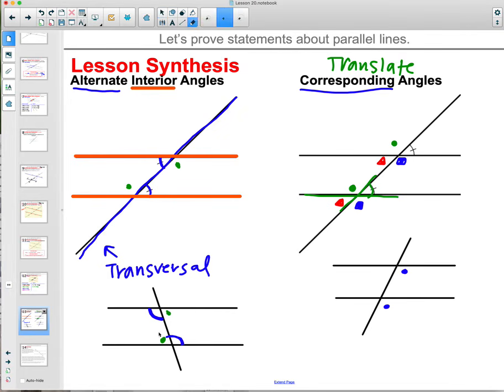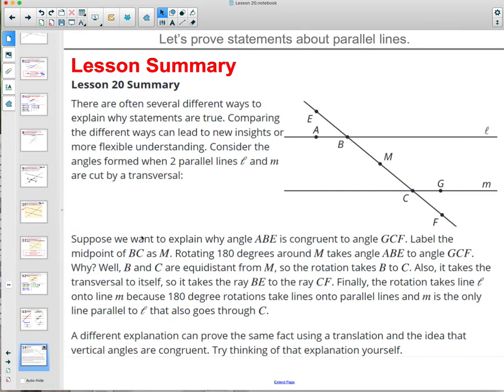Okay, alternate interior again. Inside the two lines, opposite sides of the transversal. So this one and this one, or this one and this one, alternate interior. Okay, so then in this summary, a lot of words here again, but there's different ways to explain that things are true. We went through a few of those different ways.